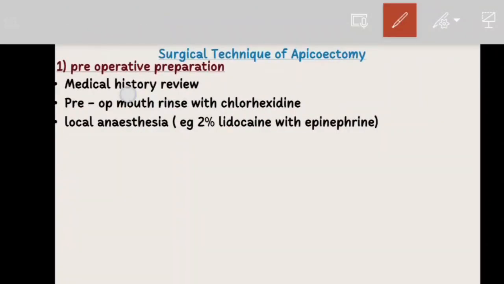Now the surgical technique of the apicoectomy. First, the pre-operative procedure. The first step is medical history review. Then a pre-operative mouth rinse with chlorhexidine and local anesthesia, for example 2% lignocaine with epinephrine. So always mention LA in the exam answer.